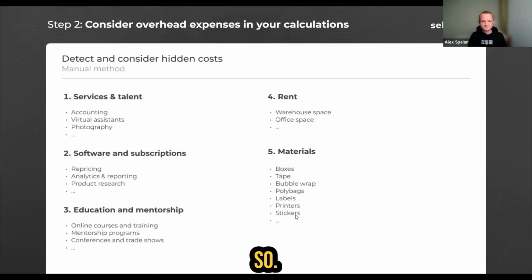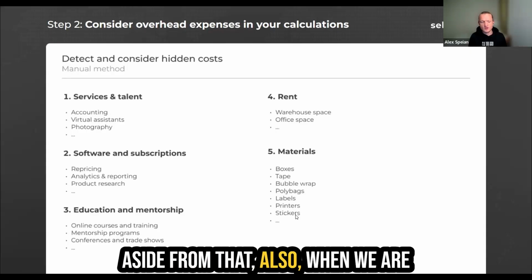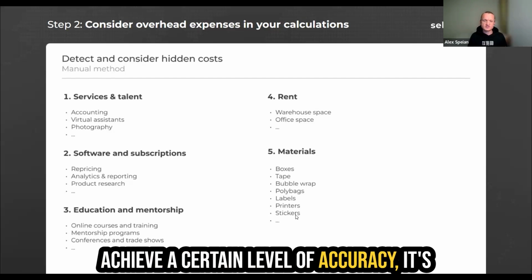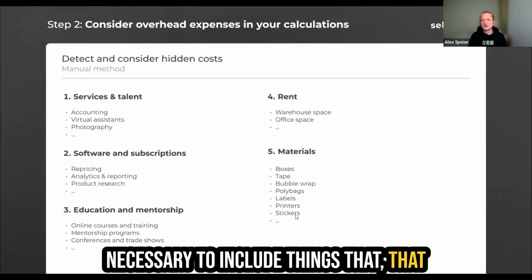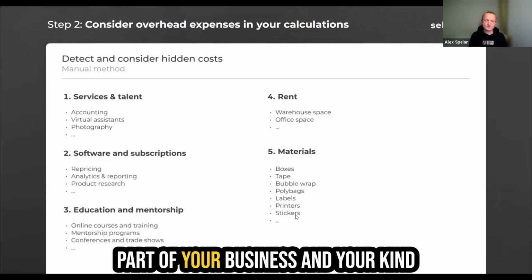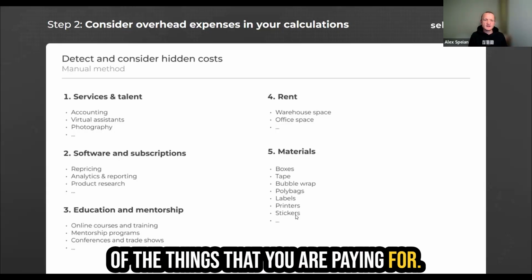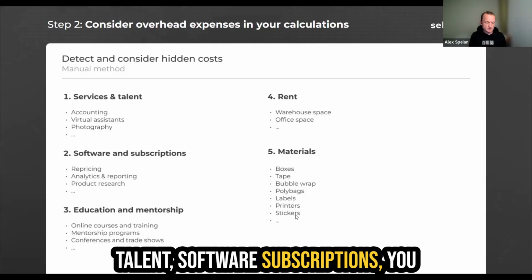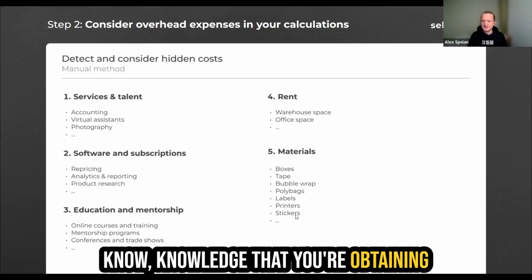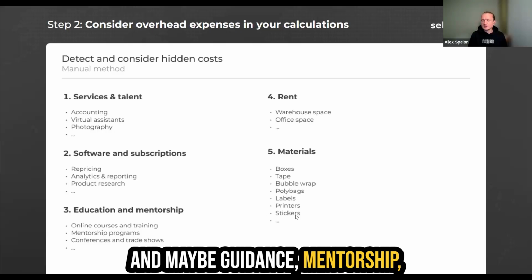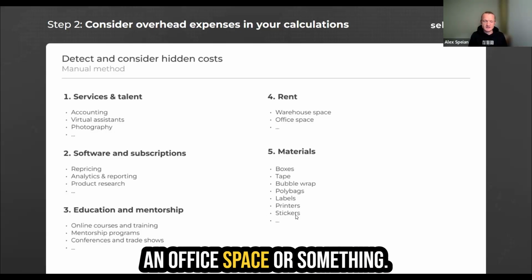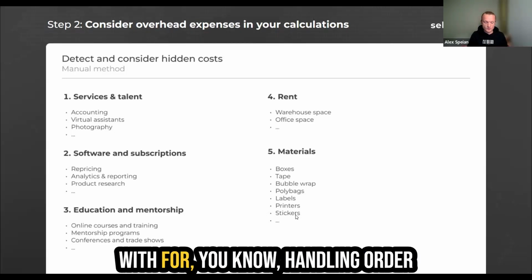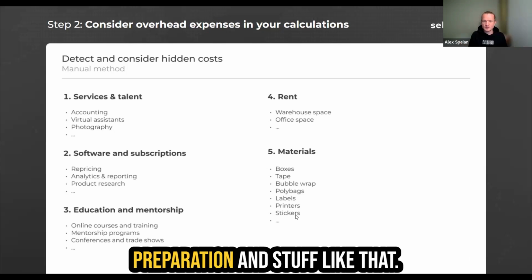Aside from that, when we are calculating margin and we want to achieve a certain level of accuracy, it's necessary to include things that are outside of Amazon, but are also a part of your business, things that you're paying for. Think of services you're paying for, talent, software subscriptions, knowledge that you're obtaining, maybe guidance, mentorship, rent if you have a warehouse or an office space. And if you're doing FBM, maybe the materials you're working with for handling order preparation, stuff like that.